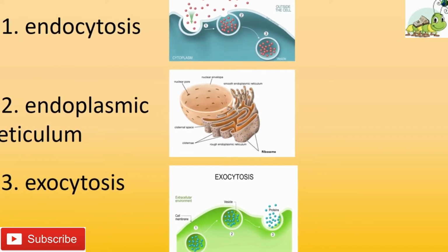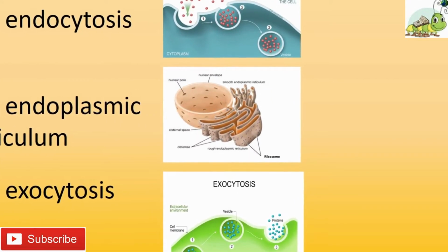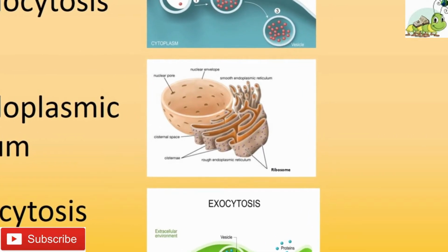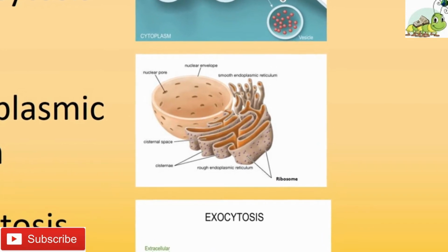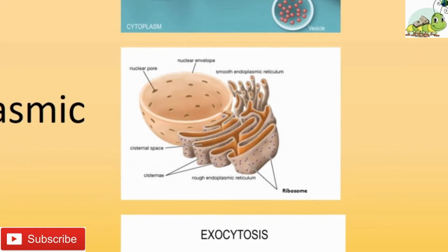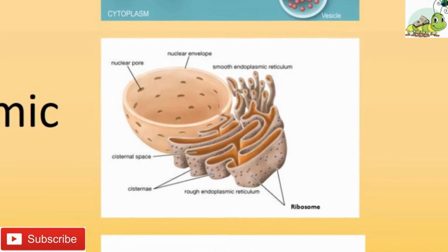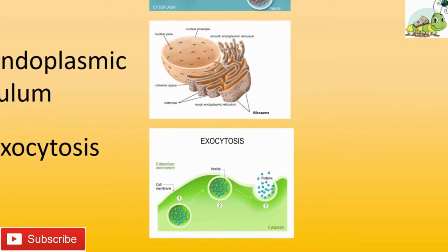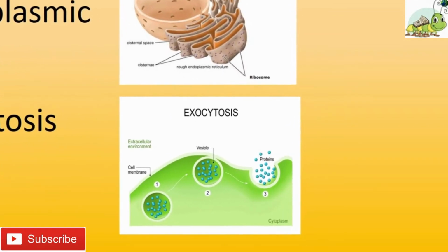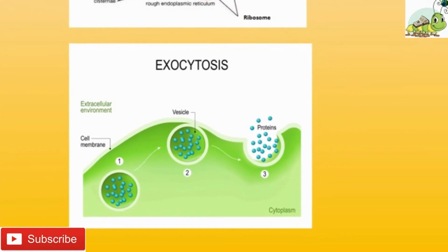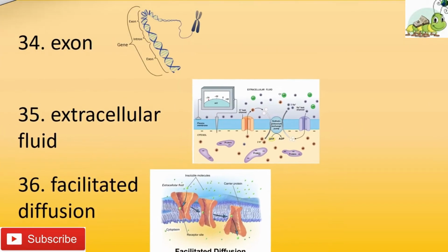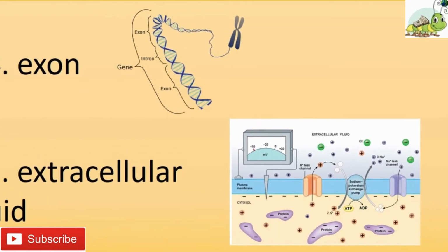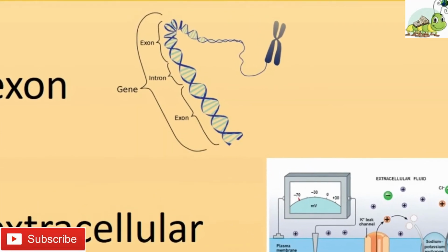Point number 32. Endoplasmic reticulum. Cellular organelles that consist of interconnected membrane-bound tubules which may or may not be associated with ribosomes, rough type or smooth type, respectively. 33. Exocytosis. Export of a substance out of a cell by formation of a membrane-bound vesicle. 34. Exon. One of the coding regions of an mRNA molecule that remain after splicing.